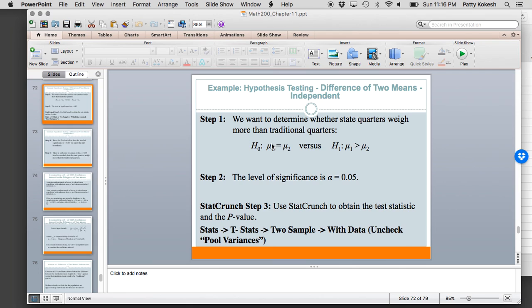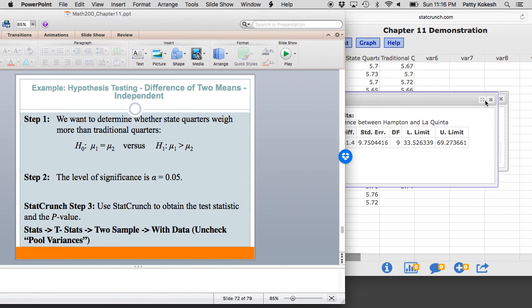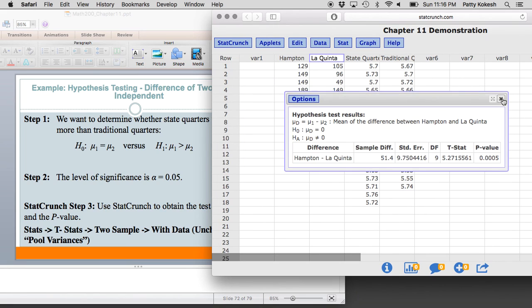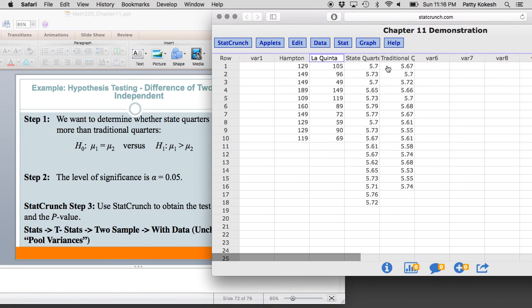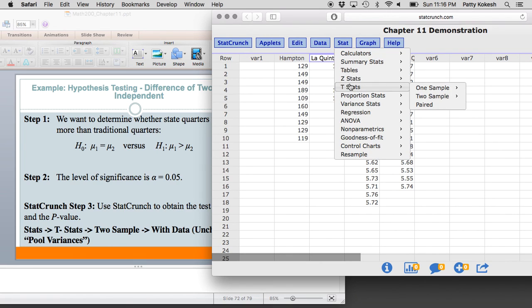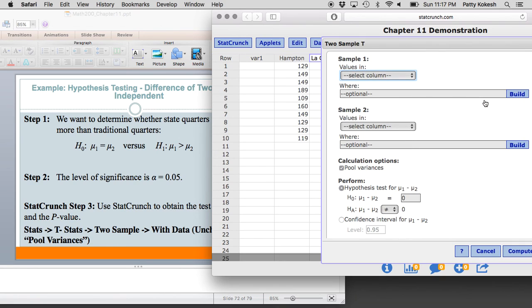So at this point, I'm going to go ahead and pop open StatCrunch because it's going to be pretty helpful for us here. So let me close some of this stuff. If you see, I have state quarter and traditional quarter data already in here. So I'm going to go to t-stats, because I have a mean, so I'm using the t-distribution. I have 2 samples, and I am given data in this case. I don't have summaries, I have the actual data.